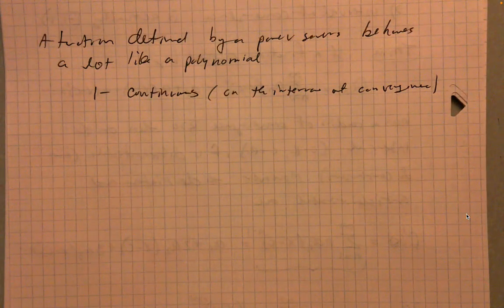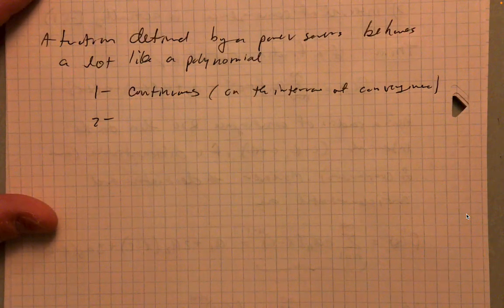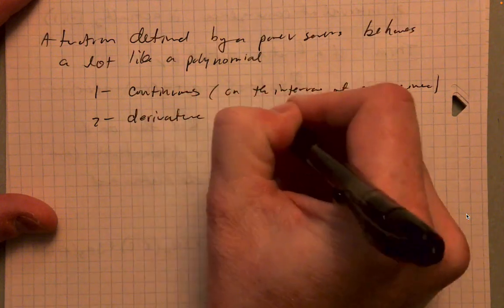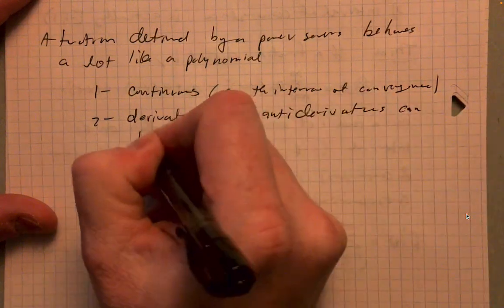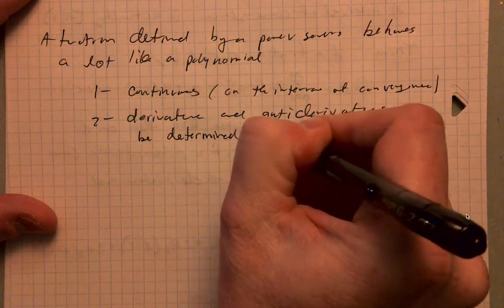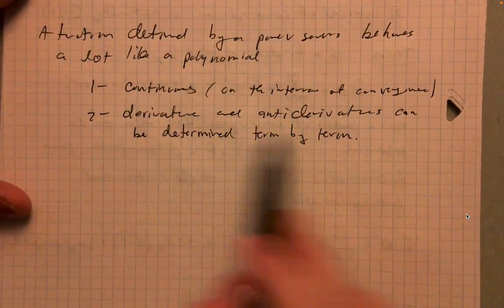And the derivatives and antiderivatives can be determined by differentiating and integrating term by term, right? So it's a simple thing like a polynomial. You'll have a series of terms. You can just integrate or differentiate them separately, and add them all together, right? So that's true as well for a function defined by a power series. So derivatives and antiderivatives can be determined term by term, right?